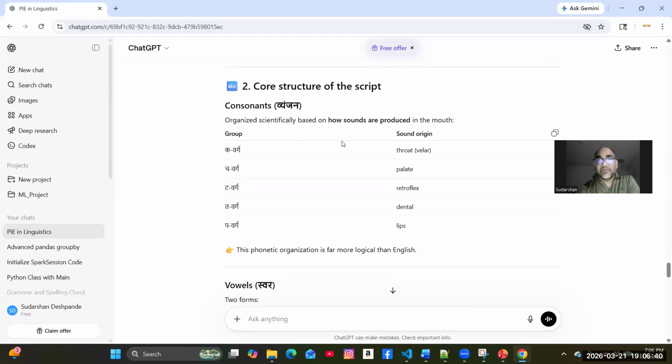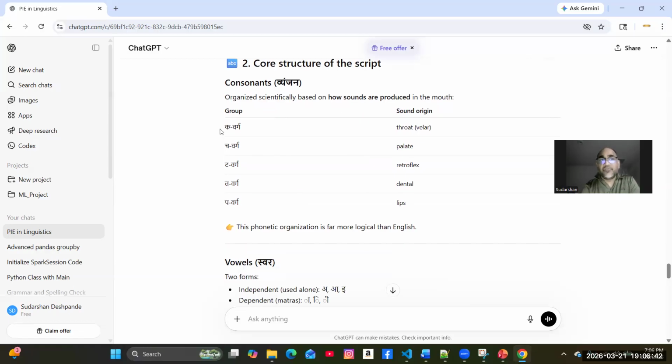In this scripting, they are using the phonetic approach. If you are a musician, you can see the notes, right? They are written so you know how to play it, and then the song will play. That's exactly the way this writing system has been developed. There are five different categories, based on the way we utter the word.